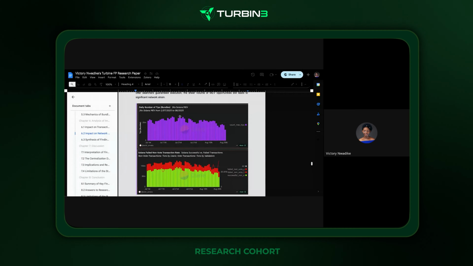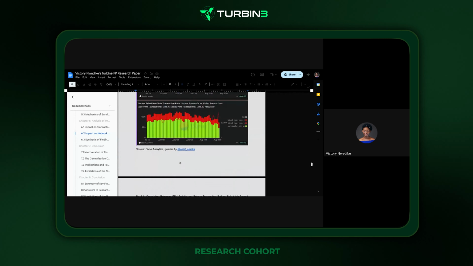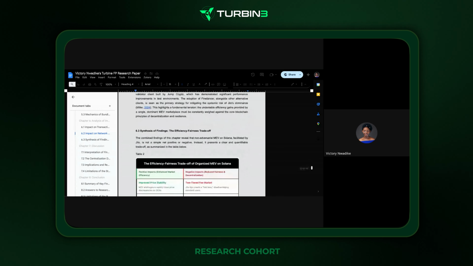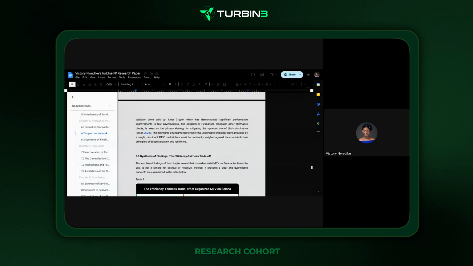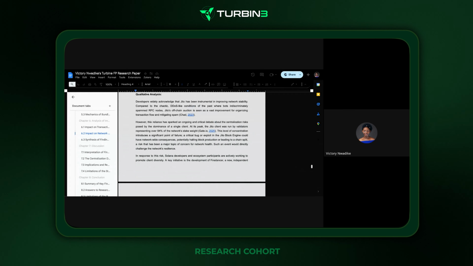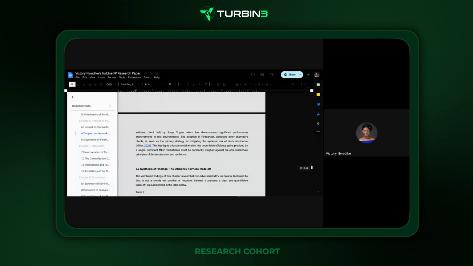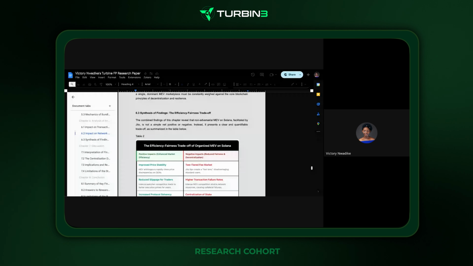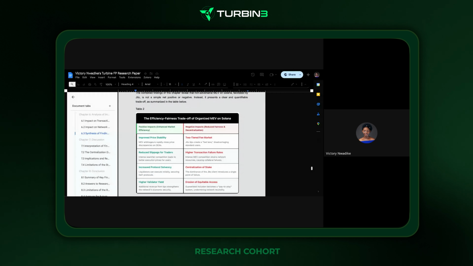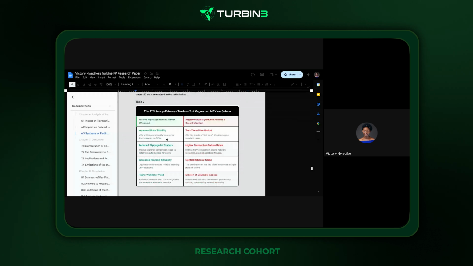I found that on the same day that we had high Jito bundle submissions, I still worked with July 22nd, we also had high failed non-vote transactions. At the end of my research, I also worked with Jito documentation and documentation from Anza too. At the end of it all, I triangulated my findings, and then I came up with this efficiency-fairness trade-off, which I presented in a table.